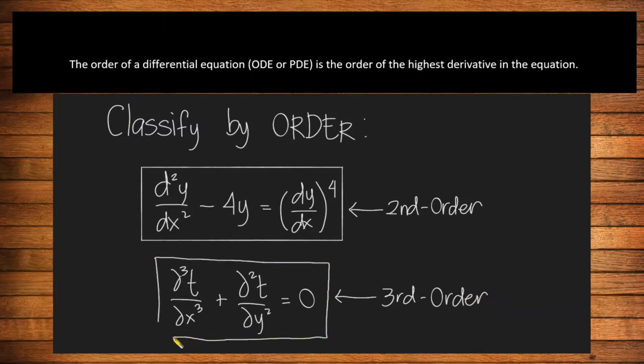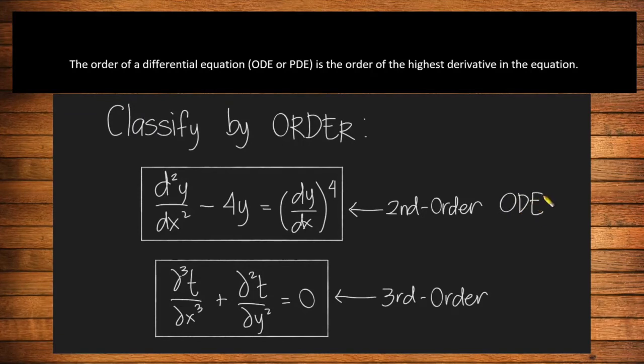Now, if we go back to our previous classification, pwede rin natin itong i-classify by its type. So, here in our first example, this will be an ordinary differential equation. Therefore, this will be a second order ordinary differential equation. And the second example is a partial differential equation. Therefore, it is a third order partial differential equation.